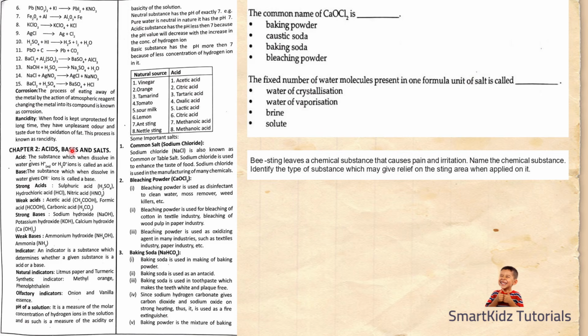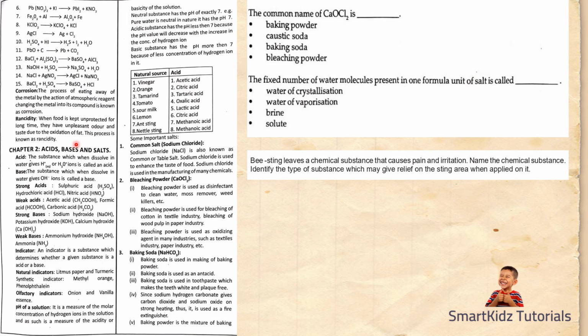Rancidity, which involves oxidation of food material. Okay, so we need to add antioxidants or preservatives to make sure that rancidity doesn't happen. So food going stale, smelling, not tasting nice, that is what is rancidity. So when food is kept unprotected for a long time, it has an unpleasant odor and taste due to oxidation of fat. This process is known as rancidity. So with this, we come to an end of chapter 1.